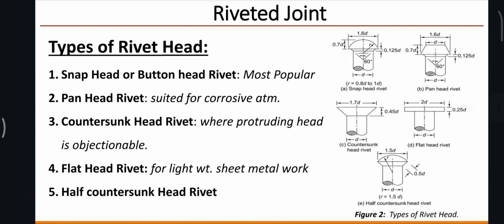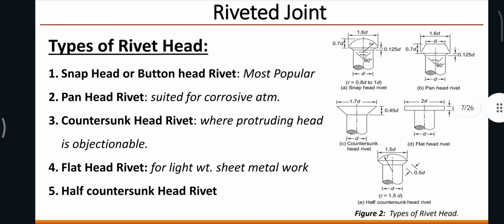Types of rivet head: snap head or button head, which are most popular. Pan head rivet suits corrosive atmosphere. Countersunk head rivet where protruding head is objectionable. Flat head rivet for lightweight sheet metal work. Half countersunk head rivet.